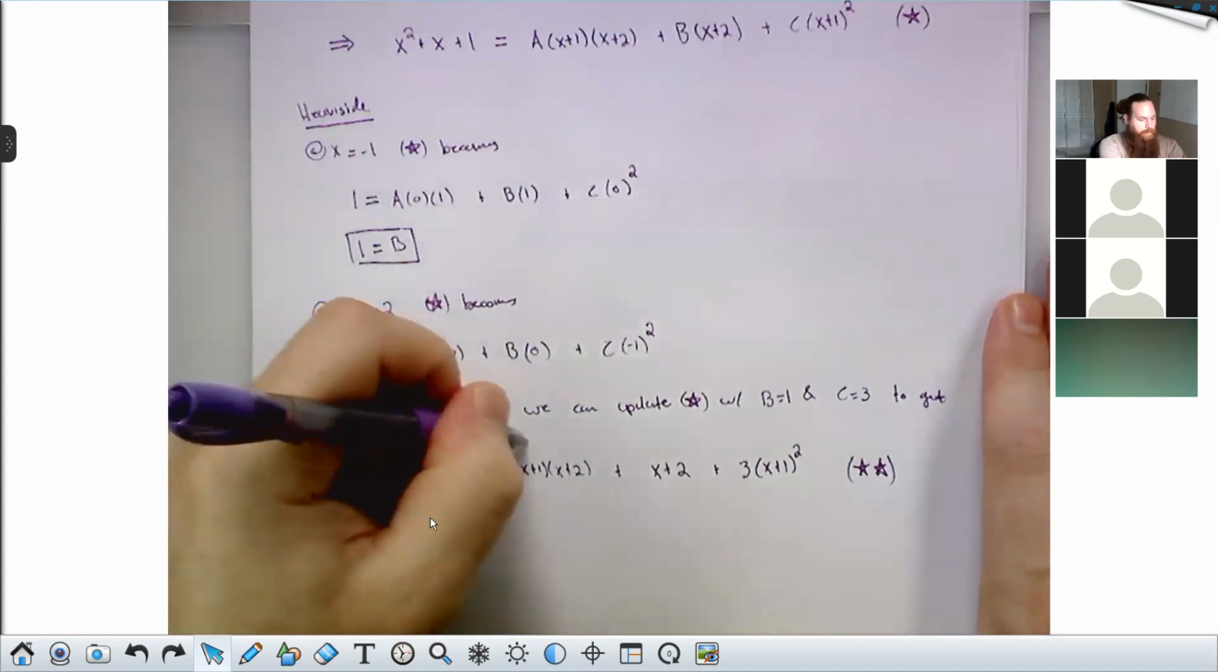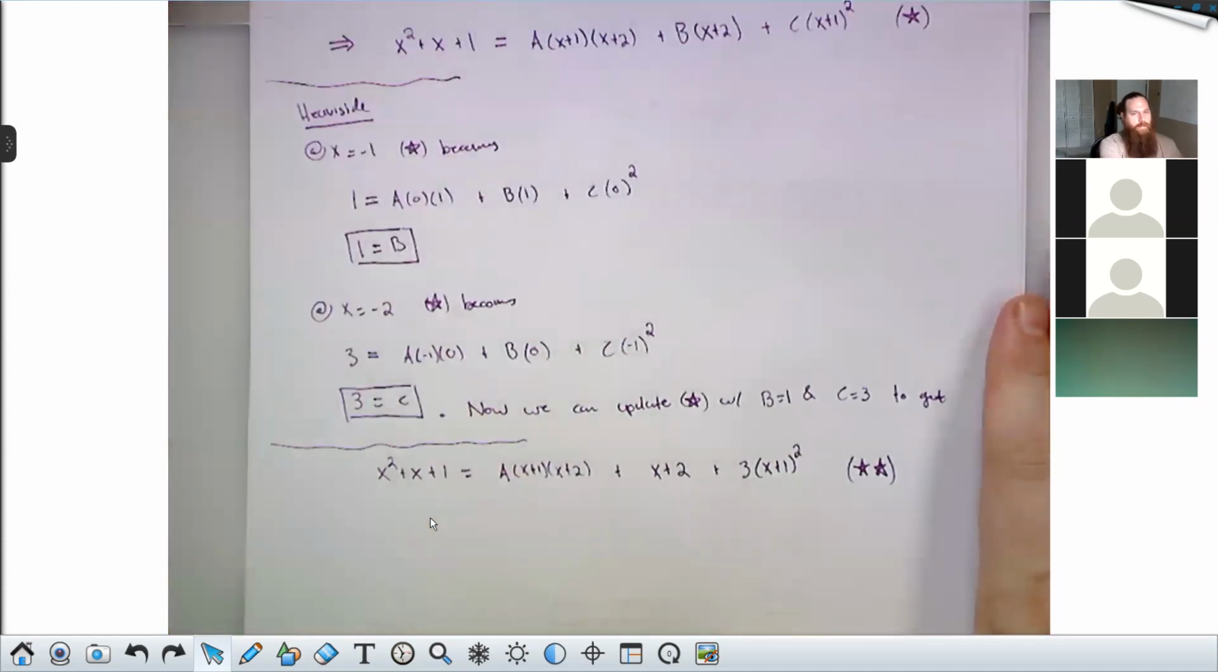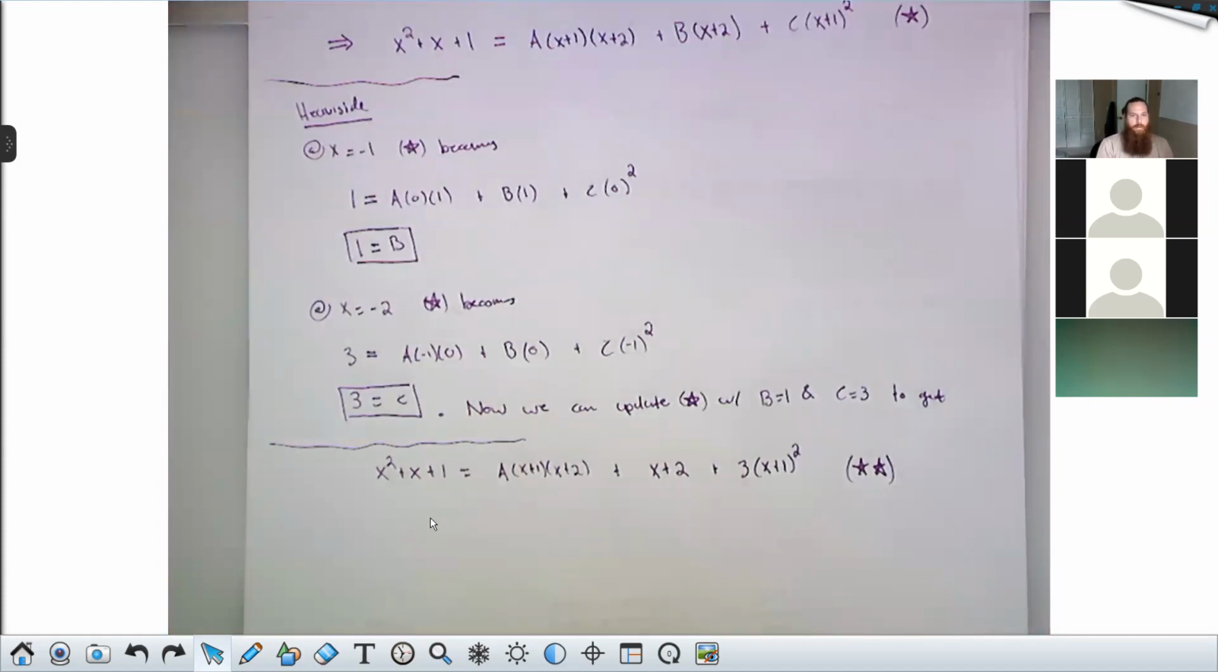So all of my Heaviside work is here. That's the end of the Heaviside trick. But now I have this 2 star identity, and it only has one unknown that I'm still trying to solve for. One option at this point would be to multiply everything out, gather up coefficients, and set up a system. But because there's only one unknown left, that's more work than is required. Remember, this is still an identity. This is still true for every number x in the universe.